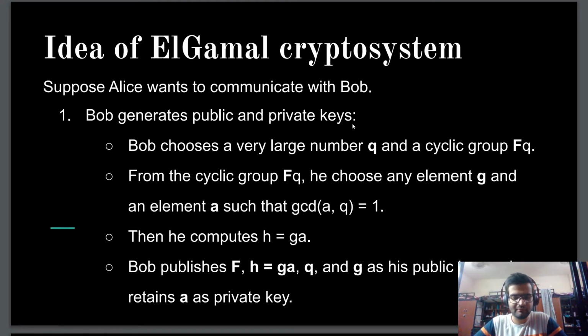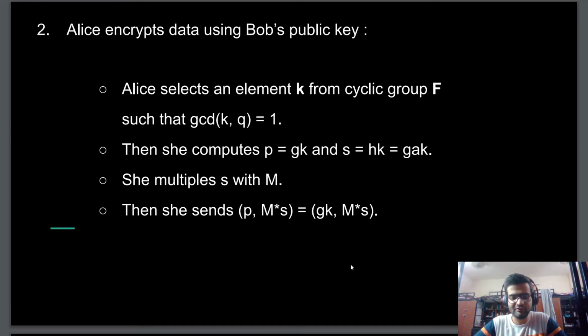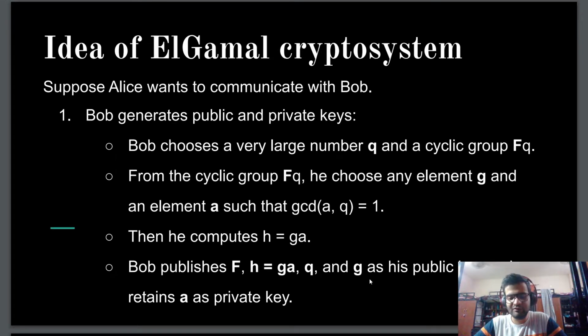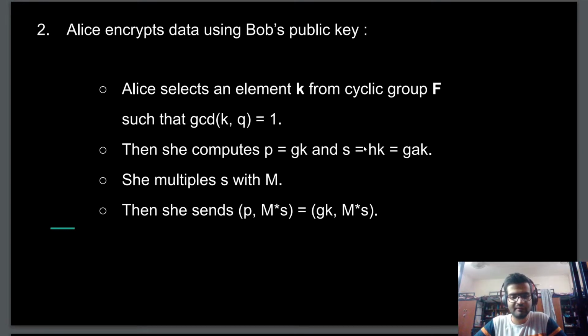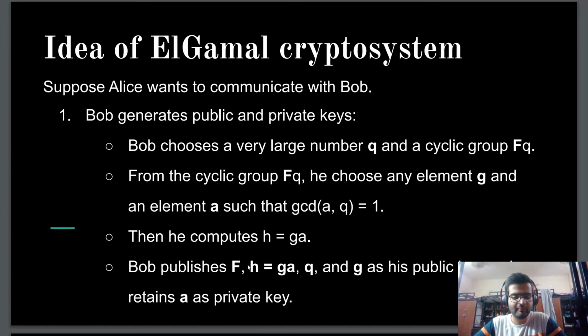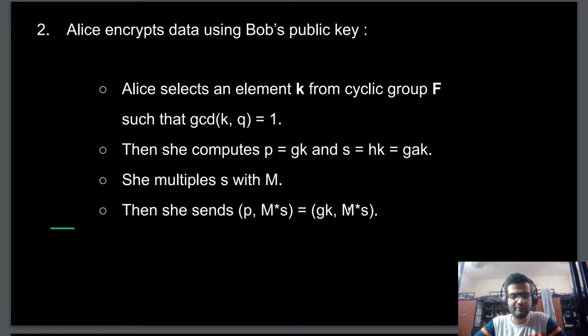If we go back, we don't have any p which Bob generated, so we are generating this p. We are using g and k, and we have g as Bob's public key, so we can use that. And then in the second one, we have s equals h^k. Again, h is public, so Alice can use Bob's h element and raise it to the power k.